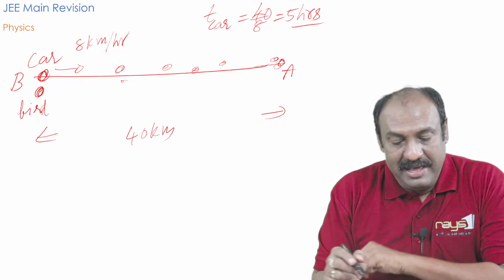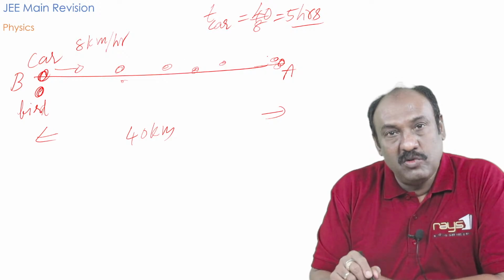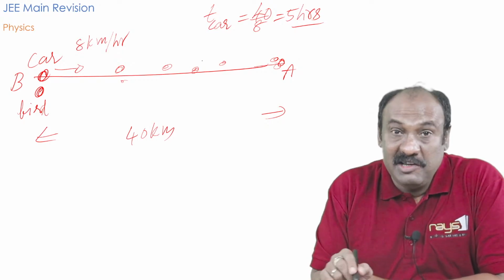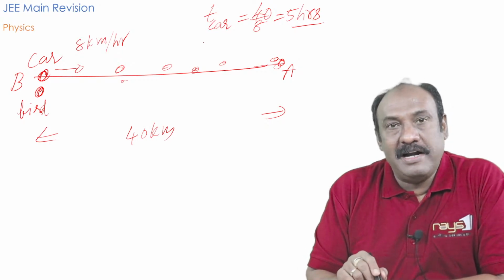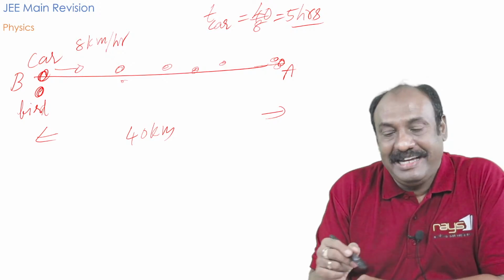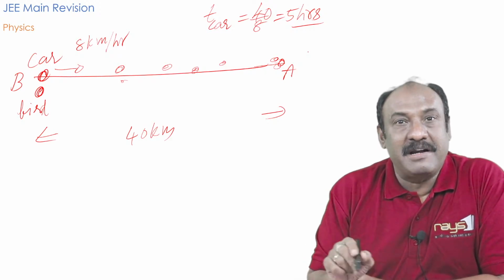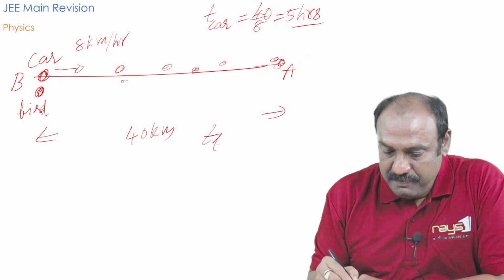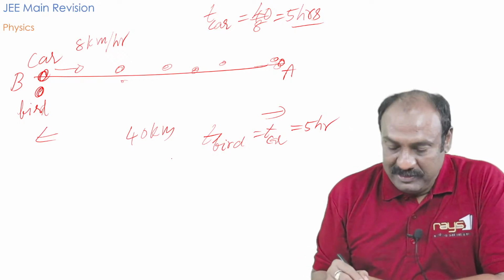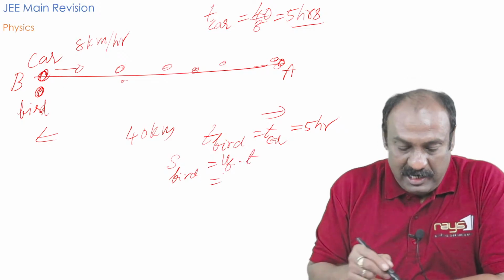In this time interval, as the car moves from B to A continuously, the bird reaches A, approaches the car, and again moves towards A. Like this, the bird shuttles between the car and destination A continuously until the car and bird reach A simultaneously. So indirectly, the time the car takes to reach point A will be the total time taken by the bird during its number of flights. So time taken by the bird equals time taken by the car, that is 5 hours. In 5 hours, what is the distance covered by the bird? Velocity of the bird into time taken. What is the velocity of the bird? 10 km per hour.